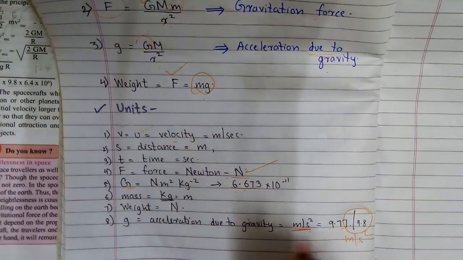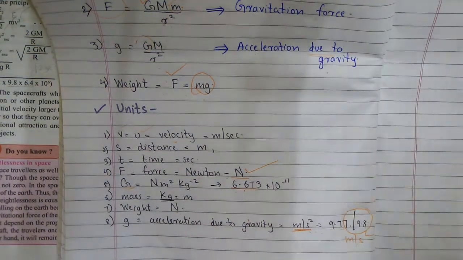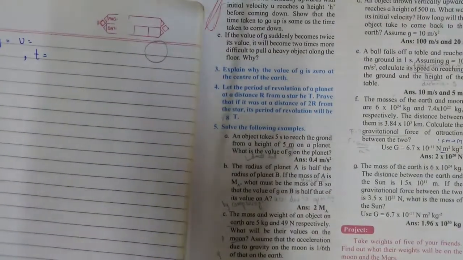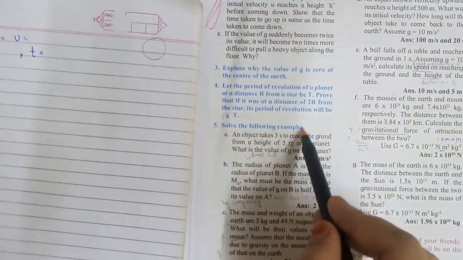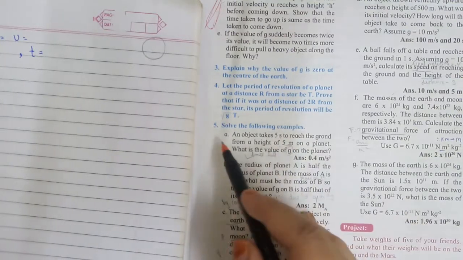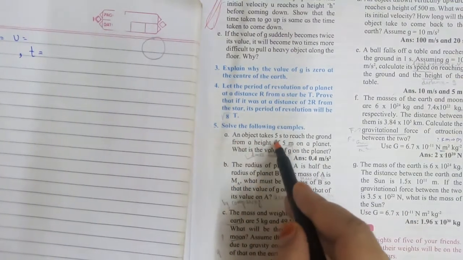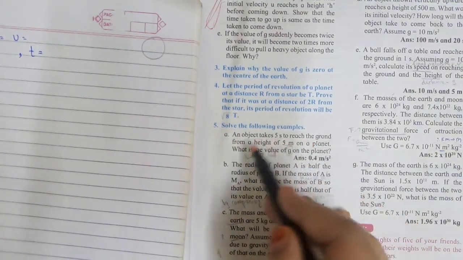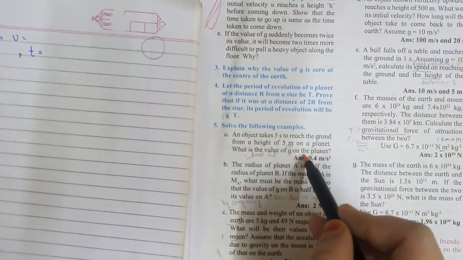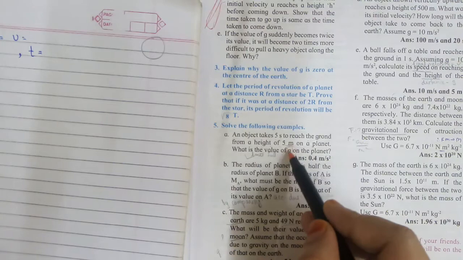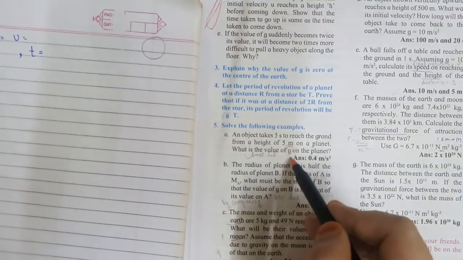Now students, let's solve the numericals one by one. Let's solve question number 5. Solve the following examples from your textbook. The first question is: an object takes 5 seconds to reach the ground from a height of 5 meter on a planet. What is the value of g on the planet? So here we have to calculate g, the acceleration due to gravity.